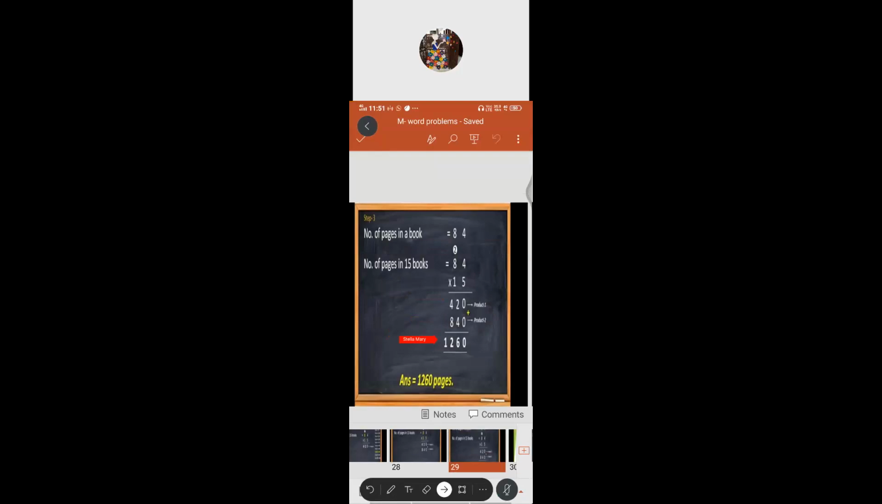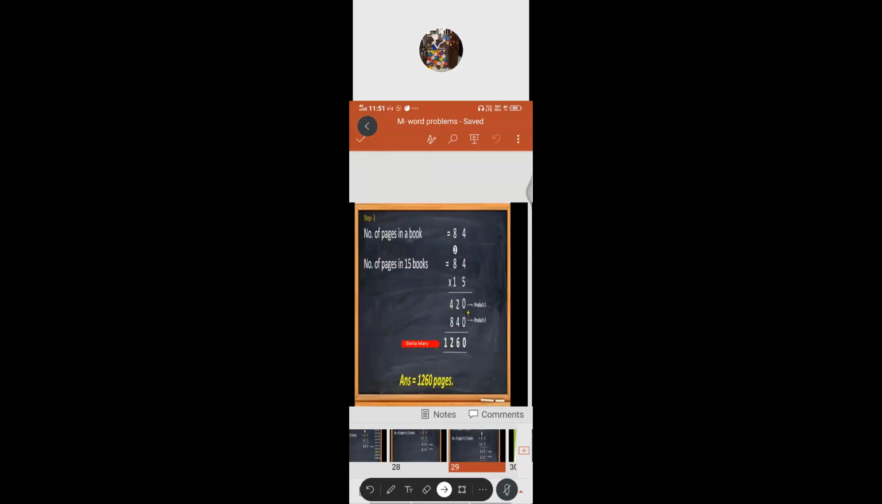So 0 plus 0, 0. Again 2 plus 4, 6. 4 plus 8, 12. So without fail, you have to write the answers while doing the statement sum. Finally, you have to end with the answer like this only, because you know what the subject they asked is. They asked for the pages of the book. So you have to fulfill that statement. How much did you get? If you add product 1 as well as product 2, you got the answer 1260.